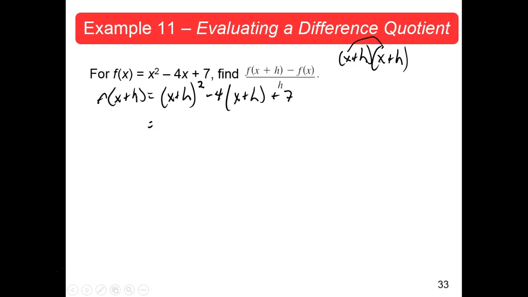FOIL. X squared plus XH plus HX, or XH. I don't care which way you do it. And then finally, plus H squared. Okay, so this becomes X squared, plus 2HX, plus H squared. It doesn't matter which way you write them, but anyway, that's what it is.